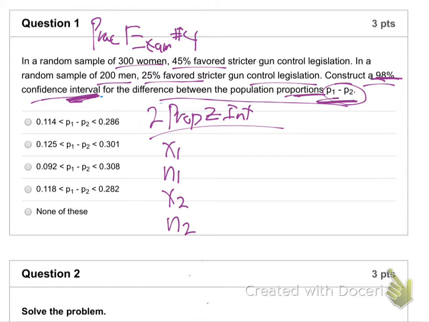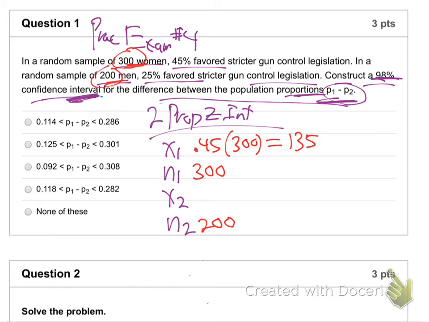So now what are those? Well, the 300 women, that's the n, right? And then the 200, that's the other n, because n is always the total number of people. 300 women altogether, 200 men altogether. Now how do we find the x value? Well, that's 45% of the 300, which is 135. And this is 25% of the 200, which is 50.